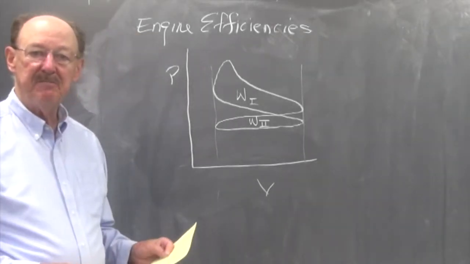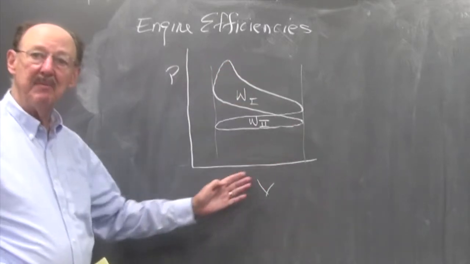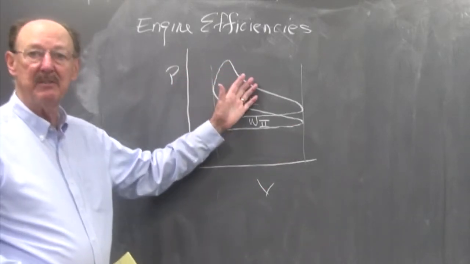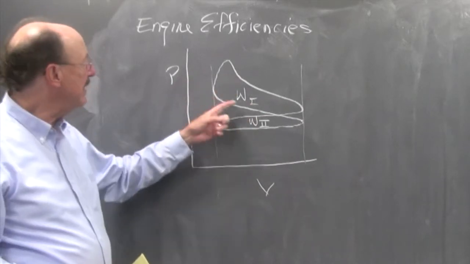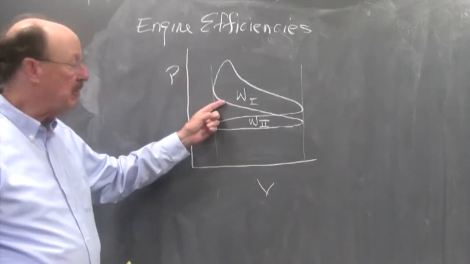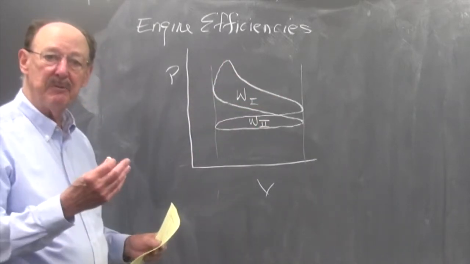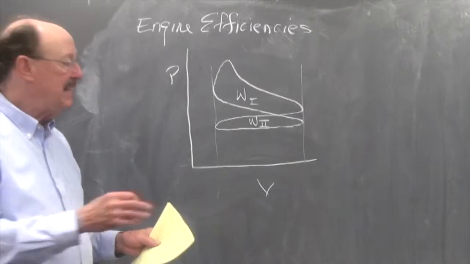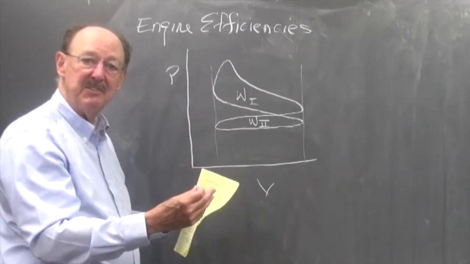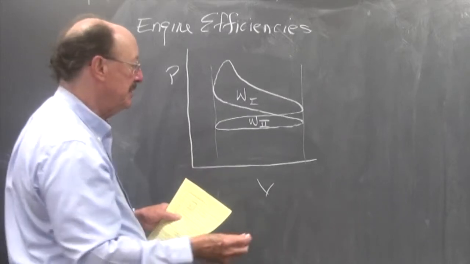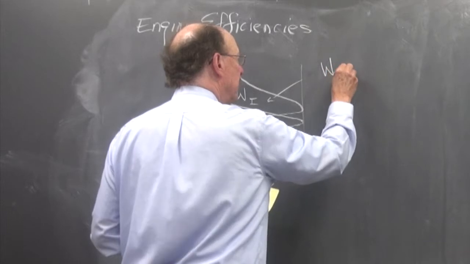We're looking at engine efficiencies, and you recall that we had the PV diagram that we talked about for an actual Otto cycle or a spark ignition engine or a diesel cycle, and they look like this, where this is the compression stroke, combustion, etc. And so when I look at the actual PV diagram, this represents the work that the fluid indicates it does on the piston. So this is W indicated.